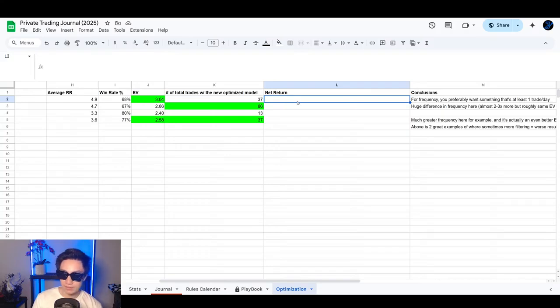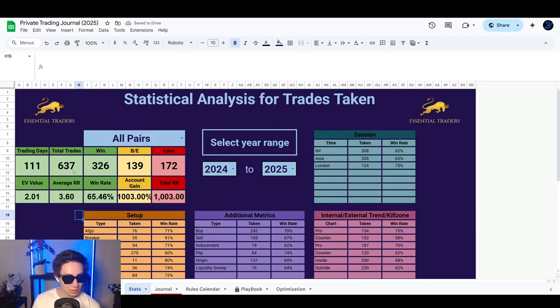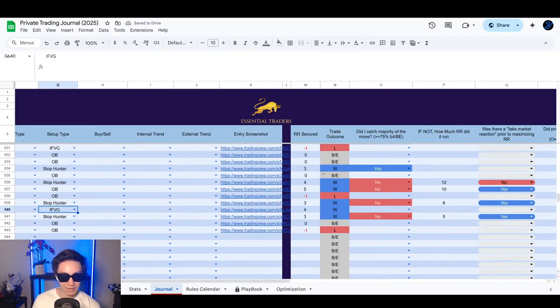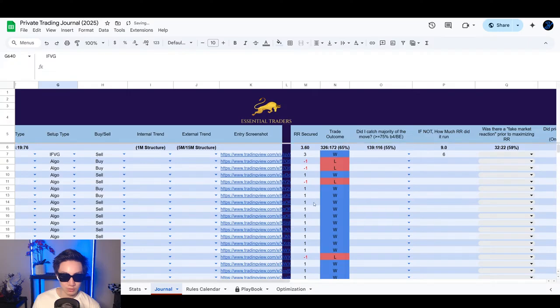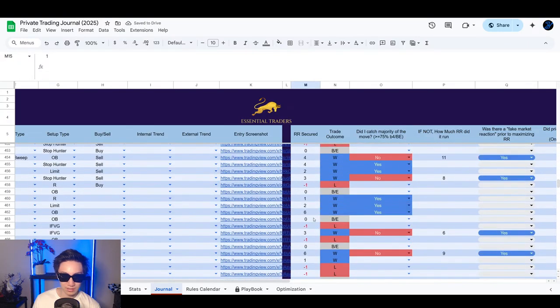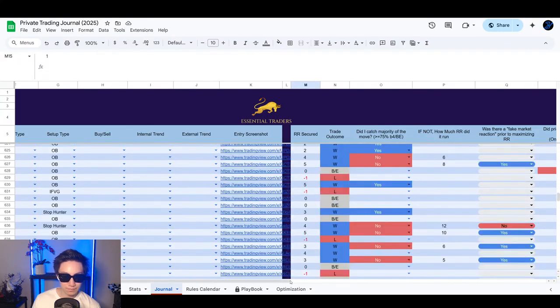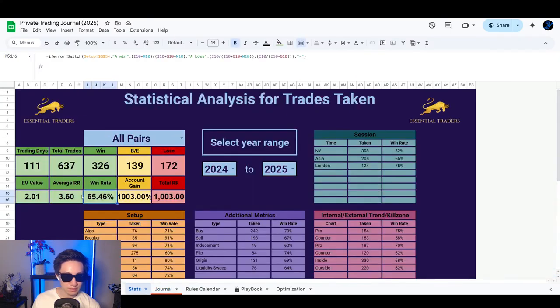EV is the average return you can expect per trade per unit of risk. So 3.04 means you're making an average of 3 times the initial risk you're putting on per trade. So if you have 37 trades, I believe the net return risk reward here should just be these two multiplied. I could be wrong. I'll check this real quick, but I believe that's not how I calculated mine. I was just adding up the total RR secured here. So it was a different way of calculating it, but let's see if it makes sense here.